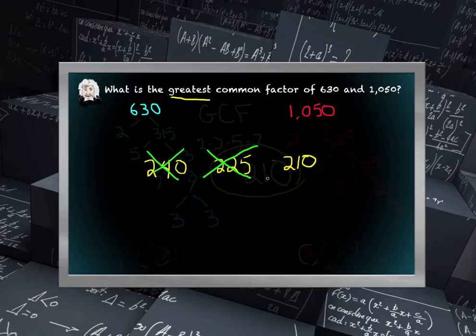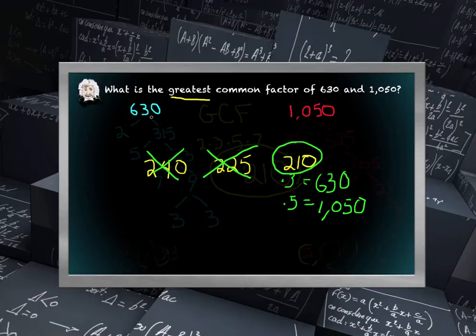How about our next answer lower? 210. 210 times 3 is 630. That works. Times 3 equals 630. Okay, let's see if it's also a factor of 1050. Looks like it would be about 5 times. 5 times 210 equals 1000, plus 10 times 5 is 50. It is 1050. 210 is the greatest of the answers available, and it is a common factor to both 630 and 1050. That is our greatest common factor.